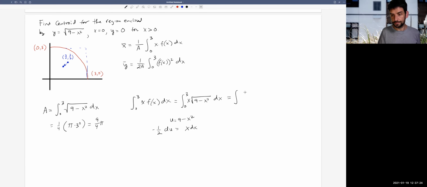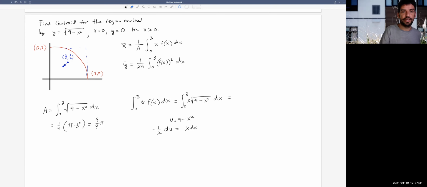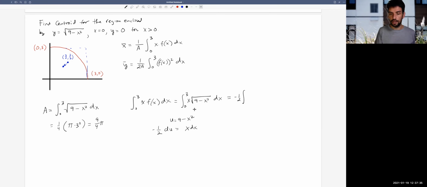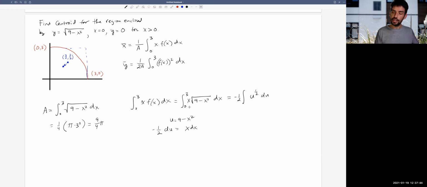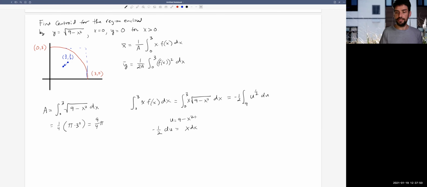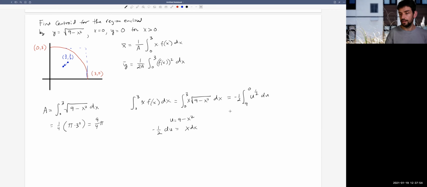So this will be, let me give myself a little space. I like to take my constants out front, negative 1/2, square root of u, and the x dx has been replaced by the negative 1/2 du. Let's look at our endpoints. When x equals 0, u is equal to 9. And when x equals 3, u is equal to 0.